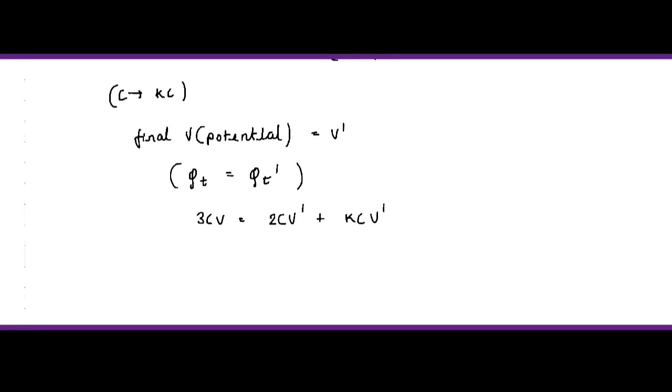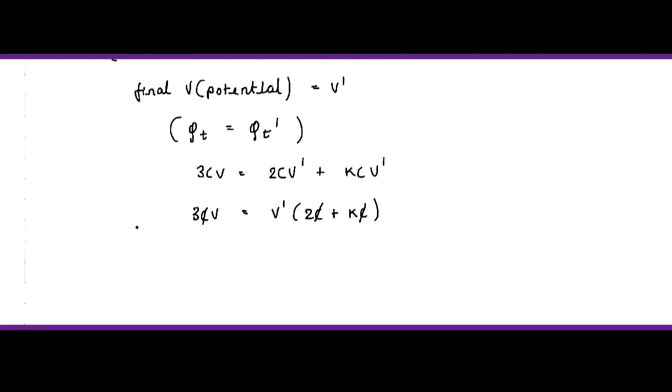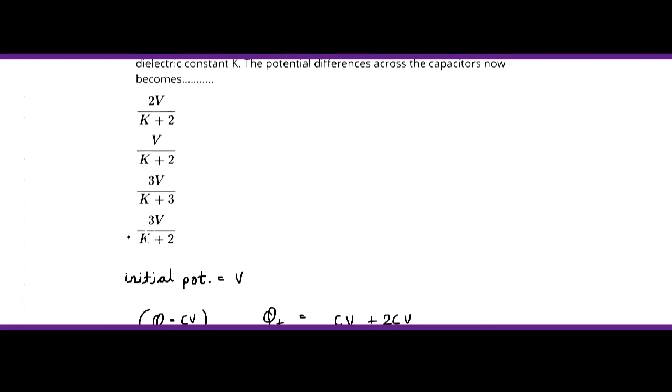Taking V dash common, we will get 3CV is equal to V dash into 2C plus KC. We can cancel C from all the sides. So we will get V dash is equal to 3V divided by 2 plus K. So this is the answer which we had to find. Now let us check which option matches our answer. We see that option number D gives us the answer 3V by K plus 2, which will be correct.